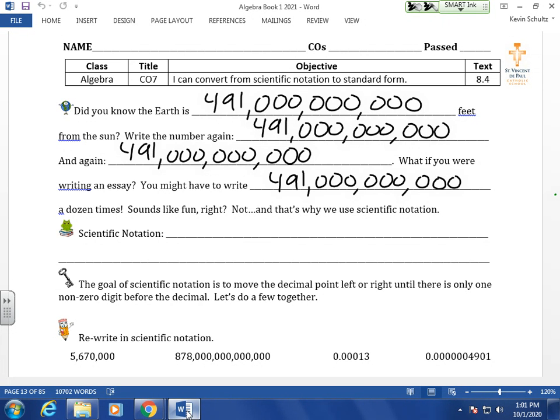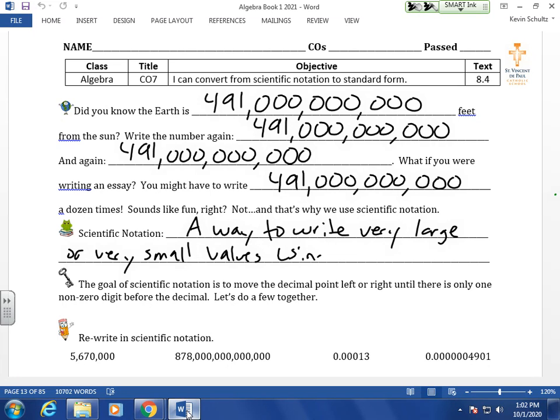So all of your unsolicited complaints are why we have scientific notation. It is a way to represent very large or very small numbers, which you deal with often in science class, in a more concise way. Scientific notation is a way to write very large or very small values, and here's the math piece of it, using powers of 10.